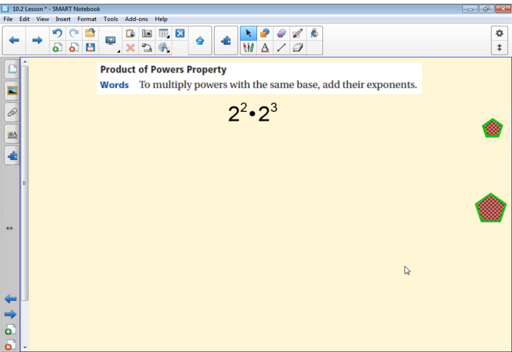Okay, in this lesson, we're going to be working with our product of powers of exponents. So when we multiply powers that have the same base, we can add their exponents. The most important thing to understand about this is they must have the same base number.